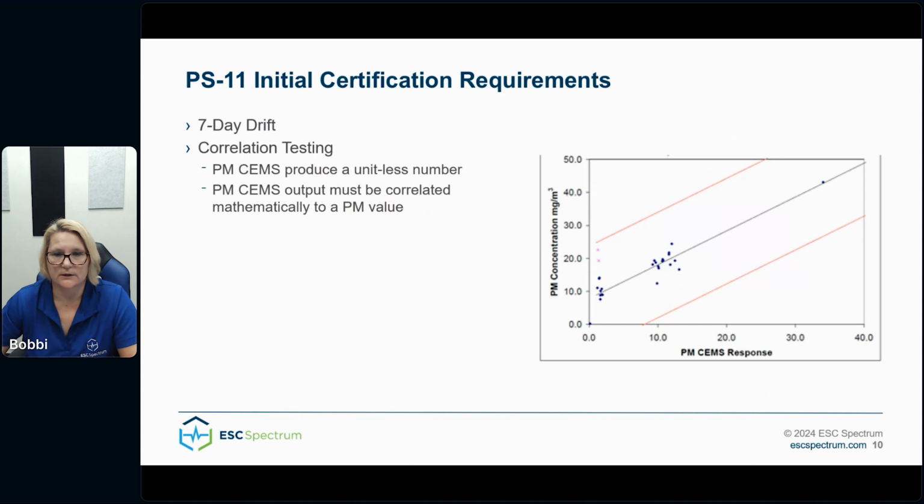Prior to completing the correlation, the monitor needs to pass a 7-day drift test. As I mentioned earlier, the monitor produces a unitless number and must be mathematically correlated to a PM value. And that is done through the PS11 correlation.